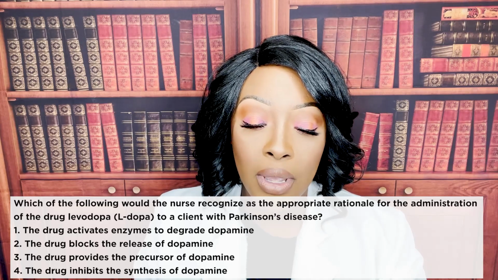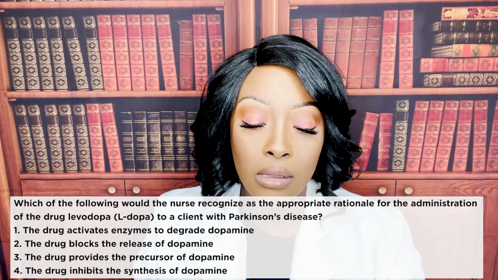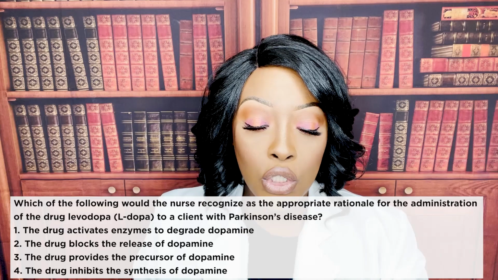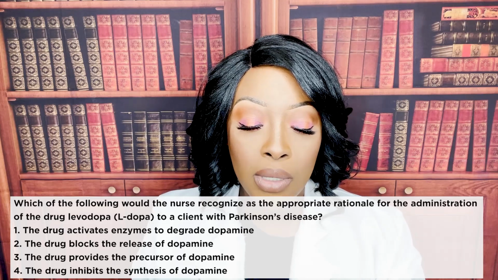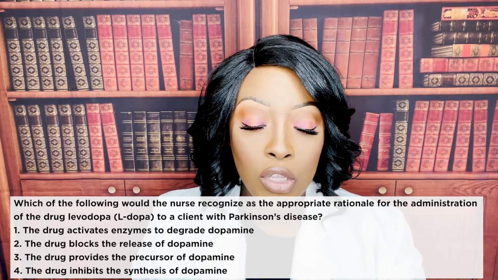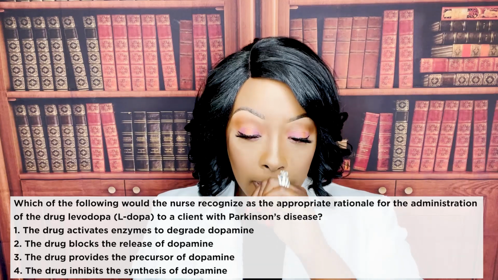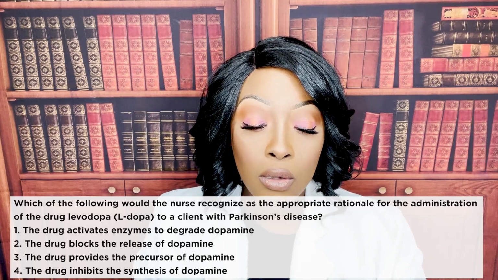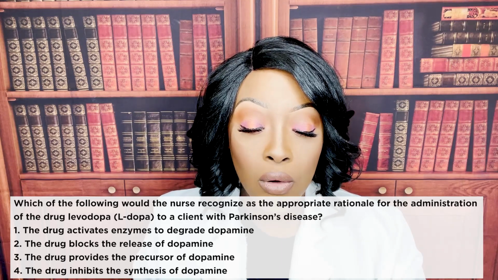Which of the following would the nurse recognize as the appropriate rationale for the administration of the drug levodopa to a client with Parkinson's disease? 1, the drug activates enzymes to degrade dopamine. 2, the drug blocks the release of dopamine. 3, the drug provides precursor of dopamine. Or 4, the drug inhibits the synthesis of dopamine. And guys, the correct answer is 3, the drug provides the precursor of dopamine.